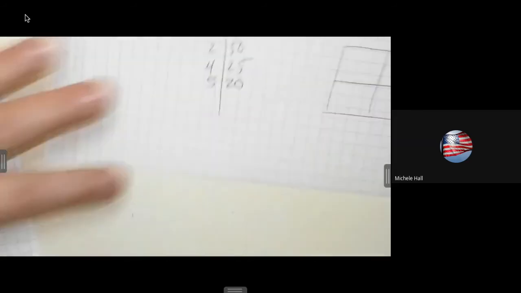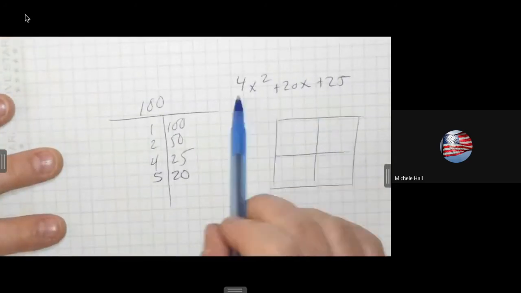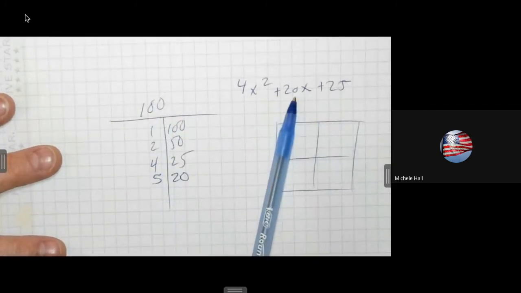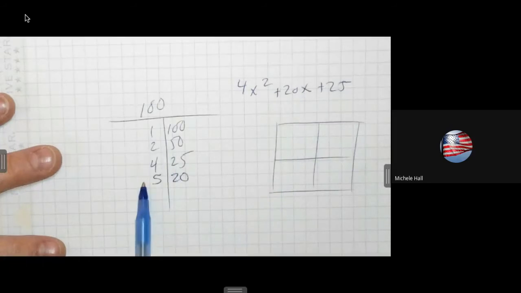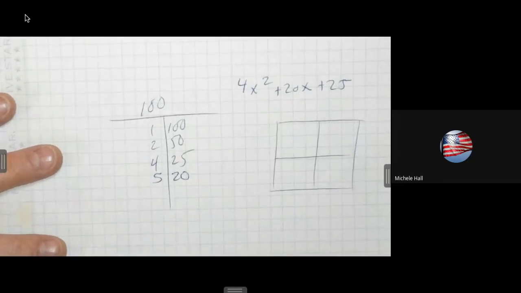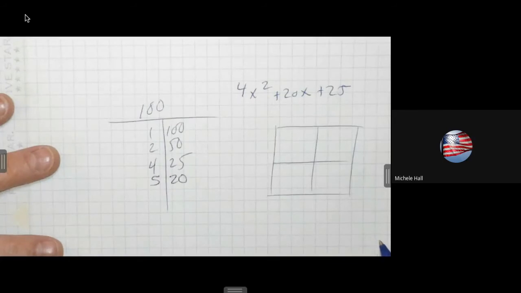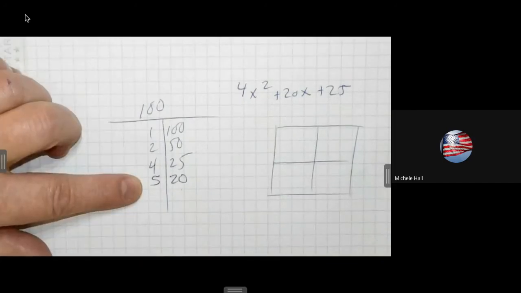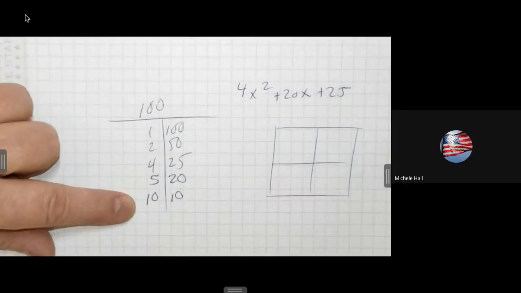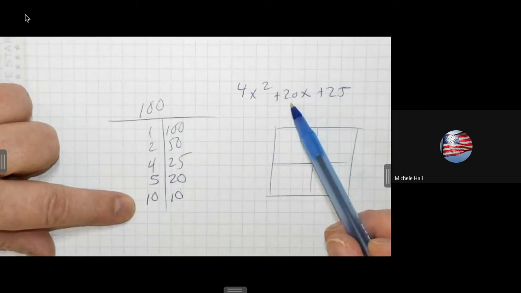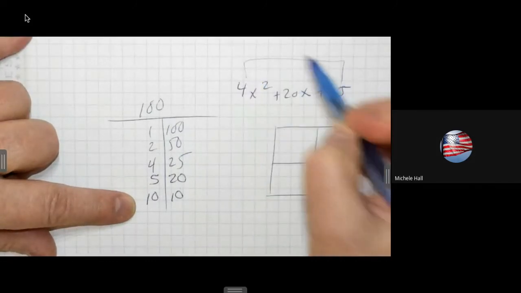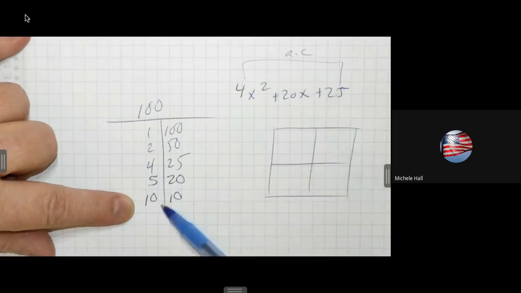What I needed to start off with was multiplying my a times c. That's 100. Then I'm looking for factors of 100 that are going to add to 20. And when I go down through and look, I see nothing. Let's see, 6, 7, 10. There we go, 10 and 10. That'll work. 10 plus 10 is 20. 10 times 10 is 100. Remember, you have to multiply your a times c. You need AC. So 10 times 10 is 100.